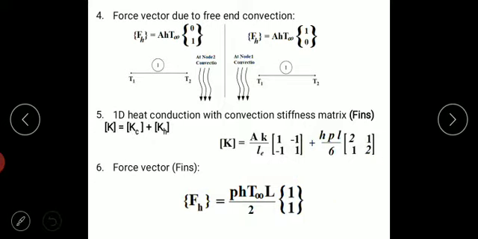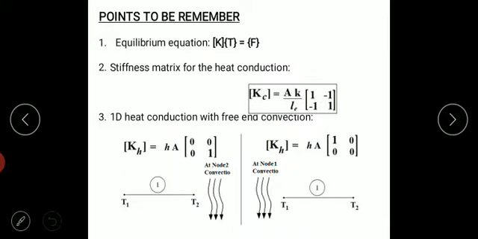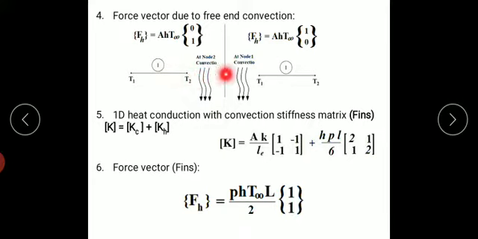Let us glance at the formulas we discussed in the previous classes. Here you have the 1D heat conduction formula where Kc is equal to AK by L, and heat conduction with free end convection. Convection is of two types: free end convection and perimetrical convection. In the earlier fin problem we discussed only end convection, for which we have a force vector.